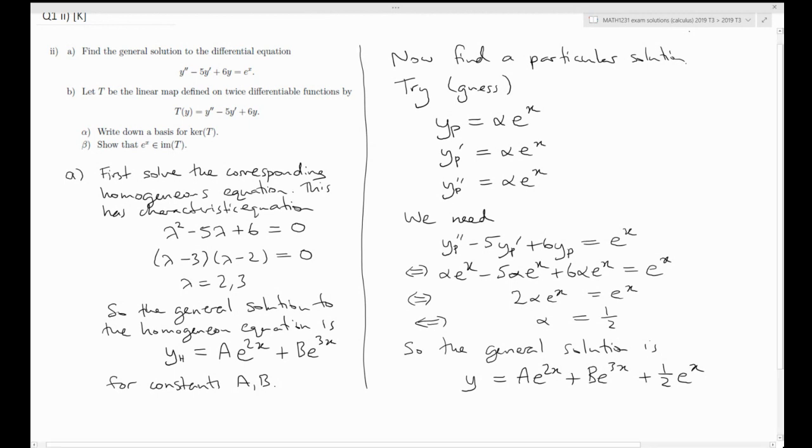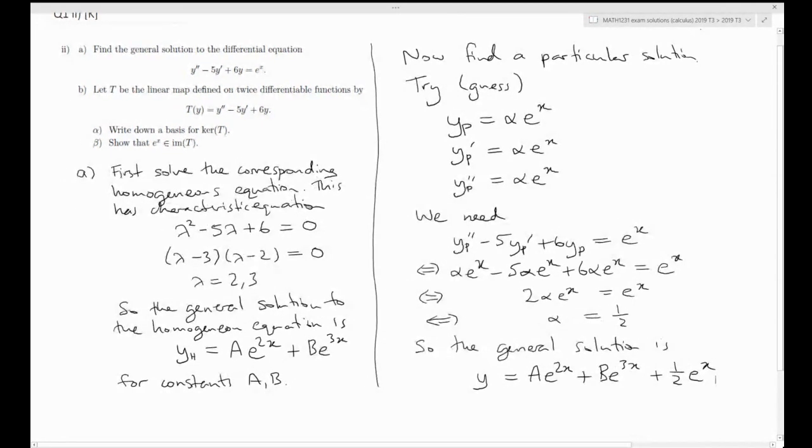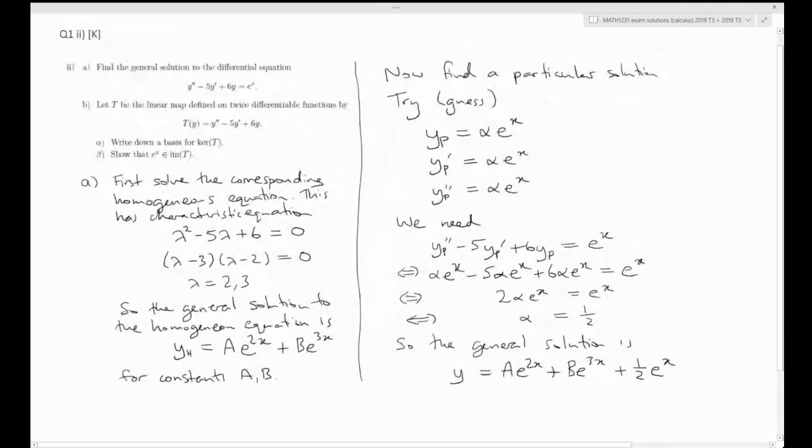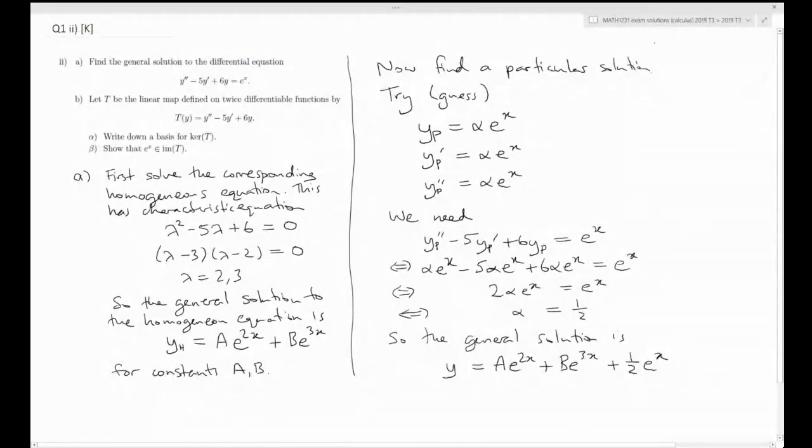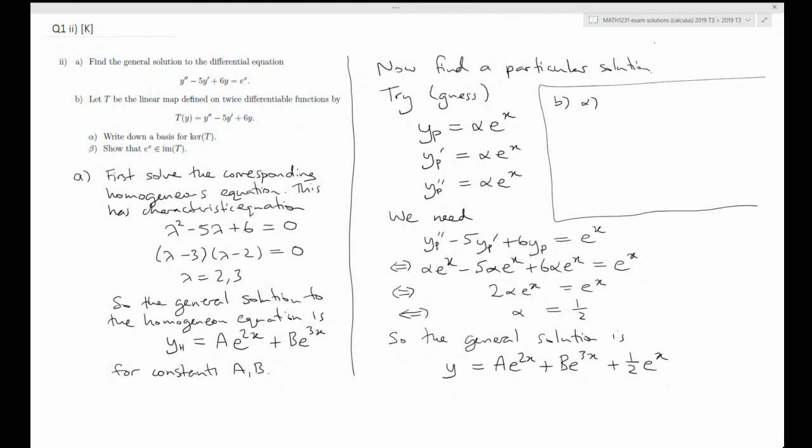So now what we want to do, for alpha, part B, is write down a basis for the kernel of T and show that e to the x is in the image of T for some linear map. I'll do B over here, just so we can see everything. Alpha says write down a basis for the kernel of T. We don't have to do any calculations here. It's just telling us that we should be able to see immediately what this is and write it down.